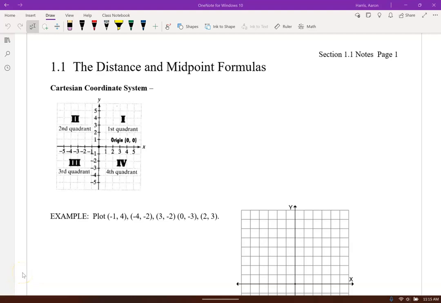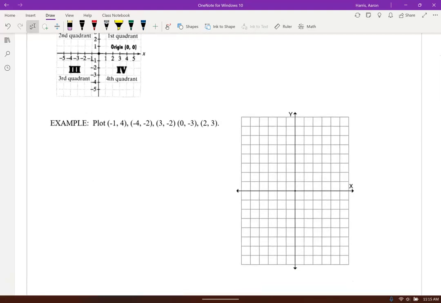All right, in this section we're taking a look at distance and midpoint formulas. We do start out with plotting some points. Just a review from last time, if we're plotting -1, 4, we're going left 1, up 4 from the middle. X, Y: X is right or left, Y is up or down. So -4, -2 would be left 4, down 2, and so on. There's our -4, -2.